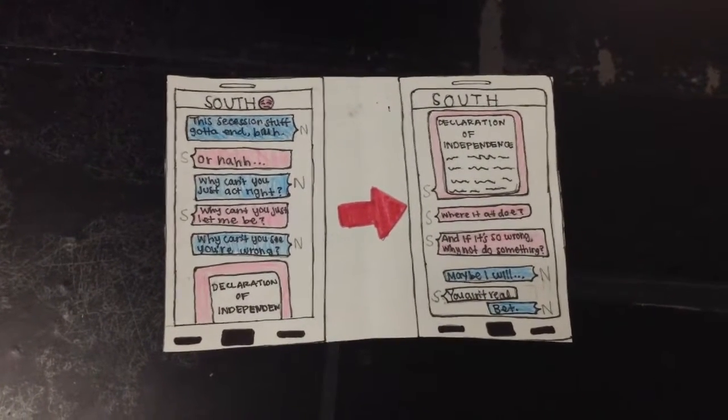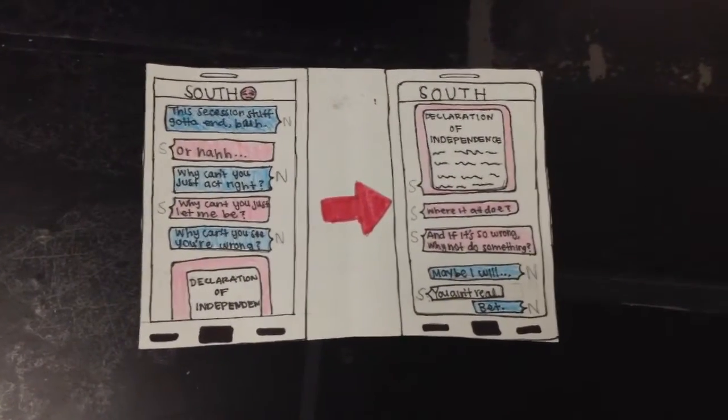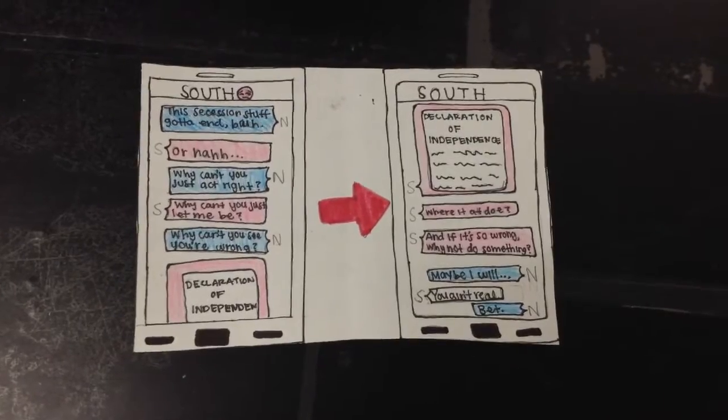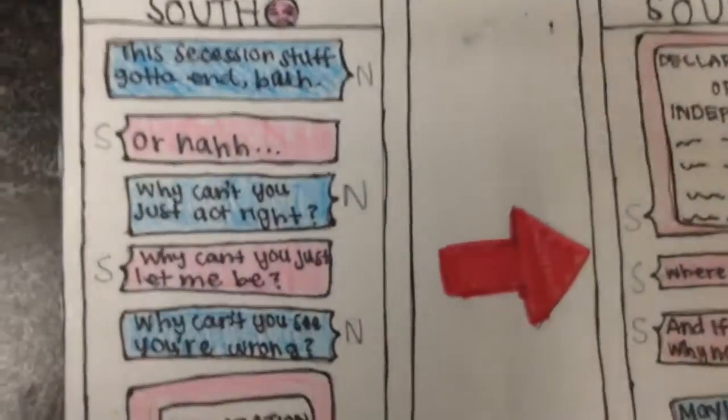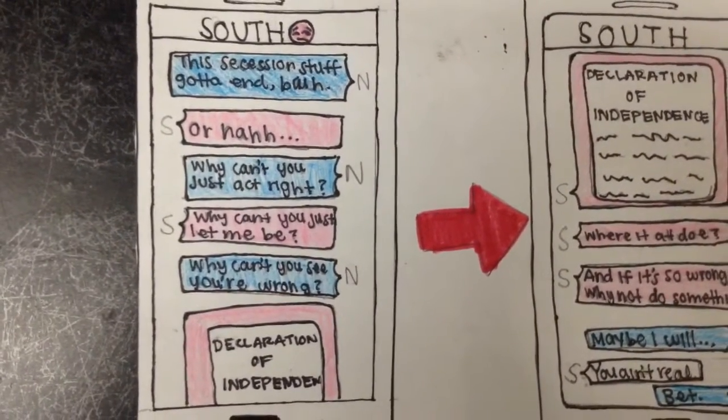After the secession of the southern states from the northern states, a conversation somewhat like the one on this phone commenced between the two parts of the country, where the North was trying to convince the South that the secession needed to end.